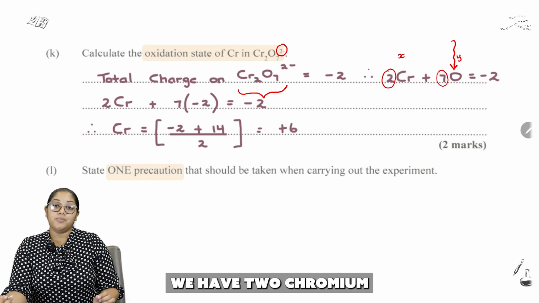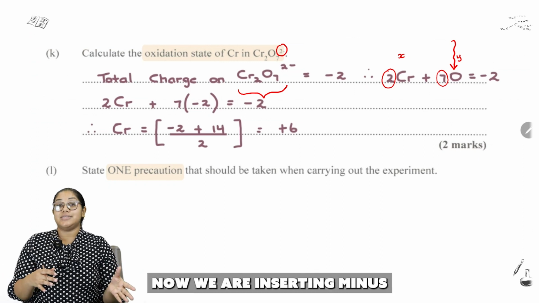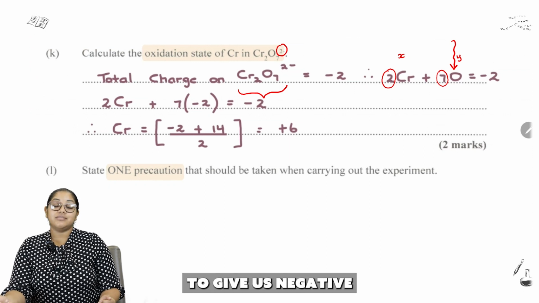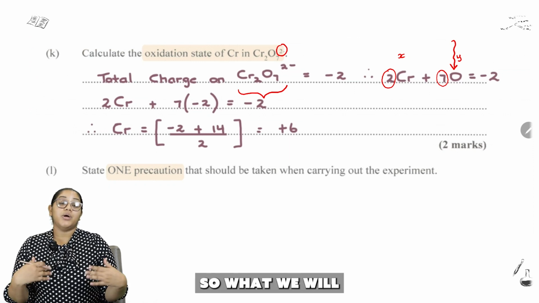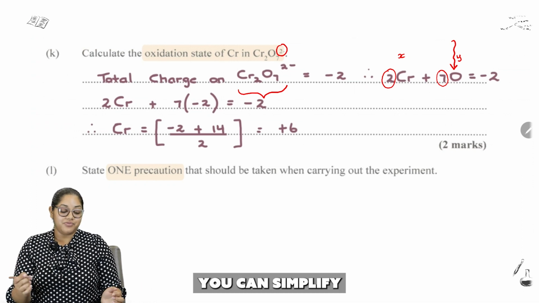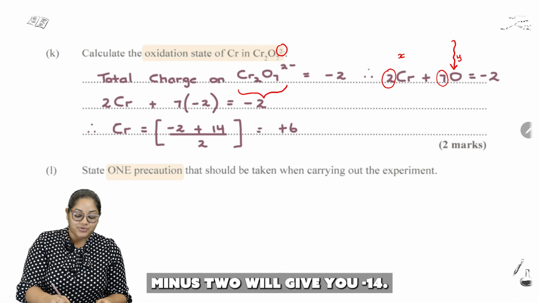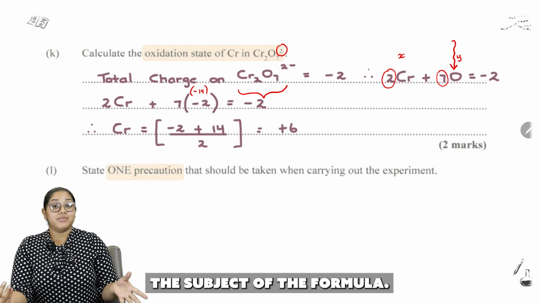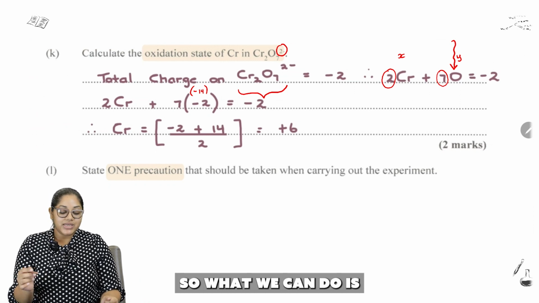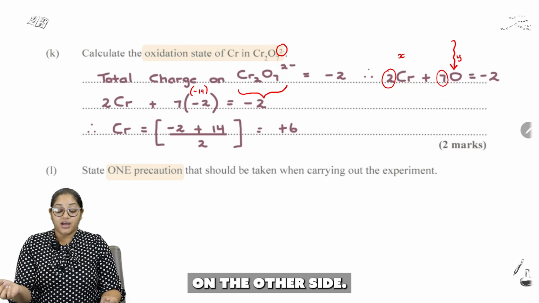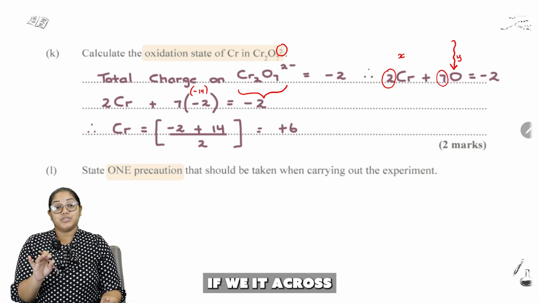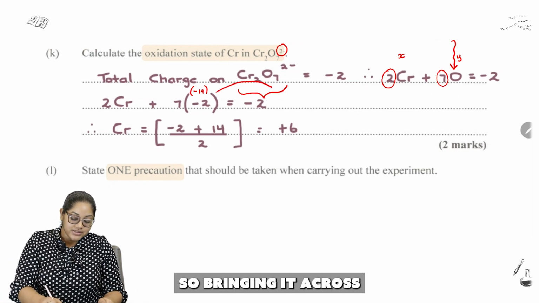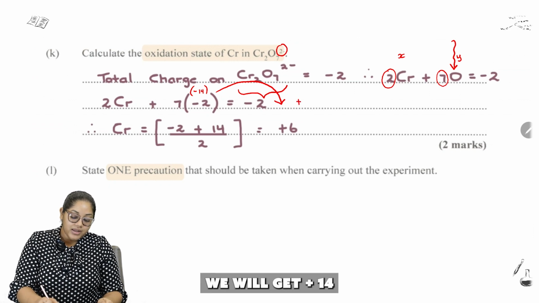We have 2 chromium plus 7. Now we are inserting minus 2 where we had oxygen. So we have 7 by minus 2 to give us negative 2 in total. So what we will go ahead and do is you can simplify. 7 by minus 2 will give you minus 14. You want to make chromium the subject of the formula. So what we can do is we can bring the minus 14 on the other side. So keep in mind, if we carry it across on the other side, we have to change the sign in front of it. So bringing it across on this side, we will get plus 14.